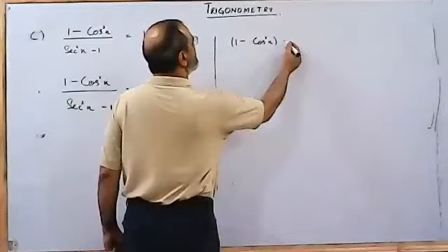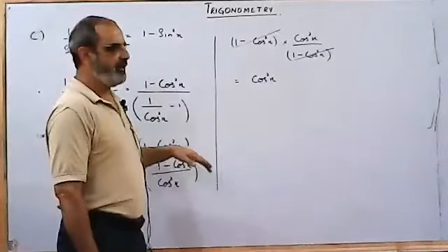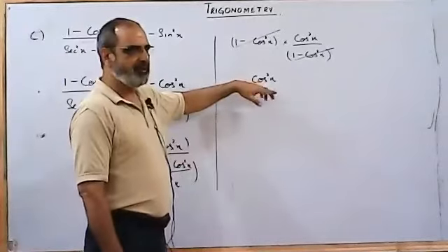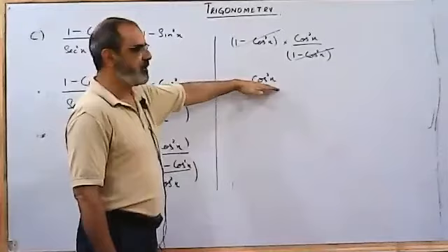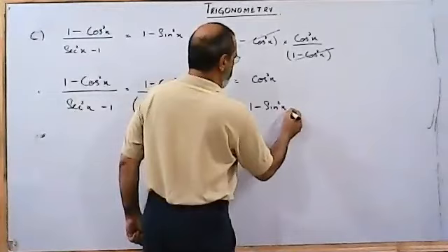My first step was to select the side with the greater number of terms, then change into sine or cos. I have changed secant into cos. The third step is to simplify. After simplification, I have arrived at cos square x. Then you consider the other side, what is required. What is required is 1 minus sine square x, and I have cos square x. I know cos square x is equal to 1 minus sine square x, which is the right hand side.